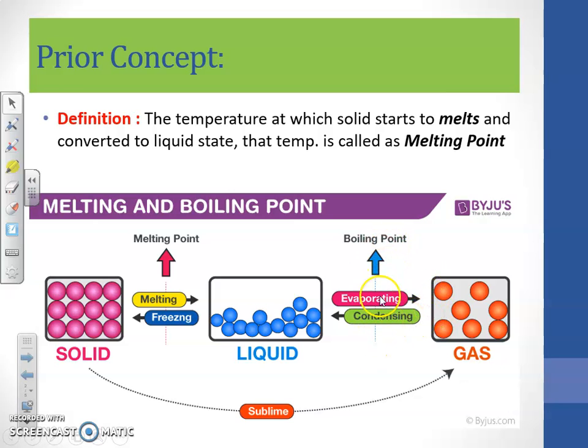So this is a borderline temperature which changes the state of the substance. And third, we should know that a solid can also be converted directly into a gas state.